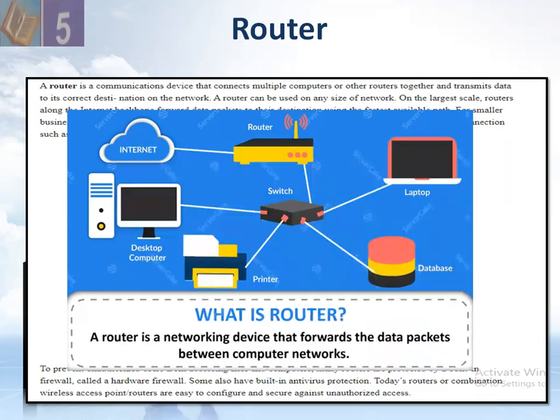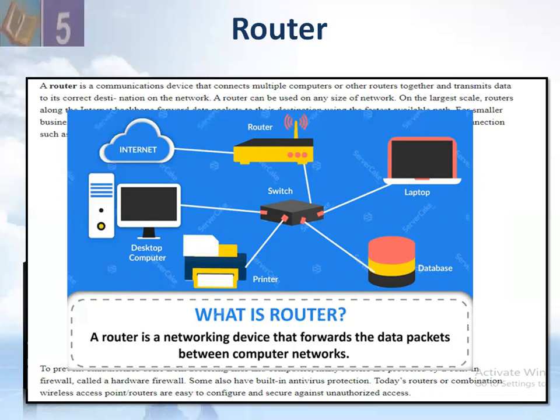So what is a router? A router is a networking device that forwards the data packets between computer networks. Here on the diagram, you can see here we have a computer, we have a router. Router route the data packet to the switch and database and send your data to the required device. So router is a communication device which is used to connect two or more networks.